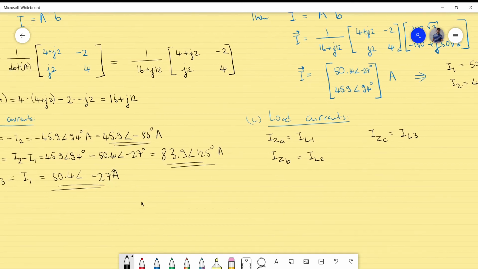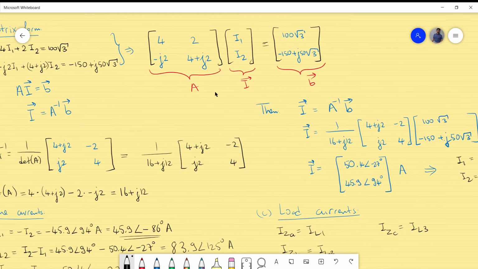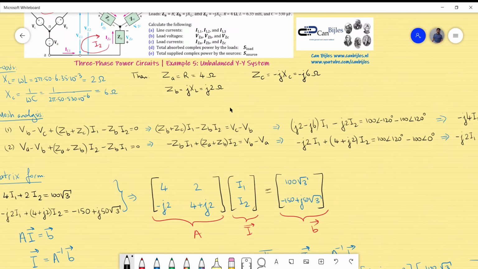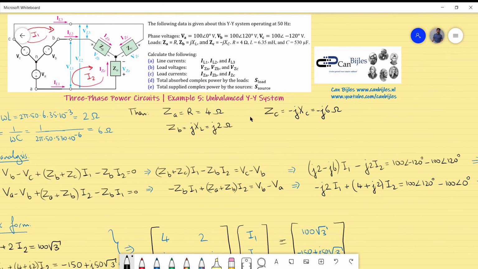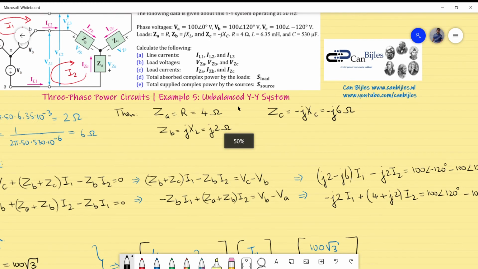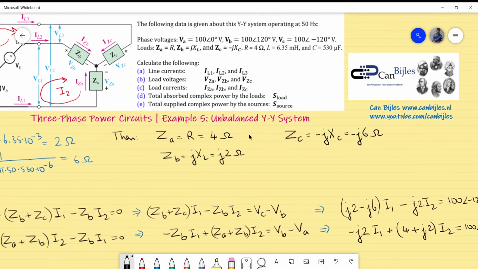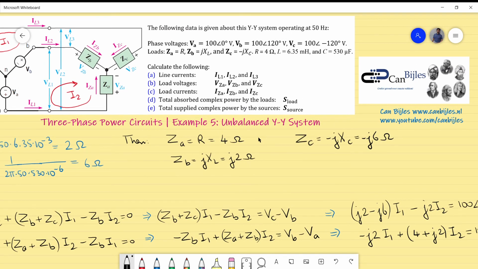Okay, so let's move on with the following problem. The following problem is about power, which is very interesting. We have to look at the total absorbed complex power, and also the total supplied complex power. Because we are dealing with complex powers, the apparent power, etc., we have to use the RMS values of the currents and the voltages.